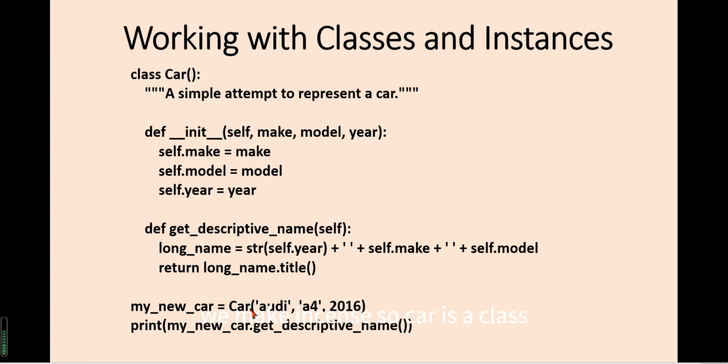So car is a class. Then in the parentheses we input three values for make, model, and year. Then we can print the information using the getDescriptiveName method after the dot of this object.